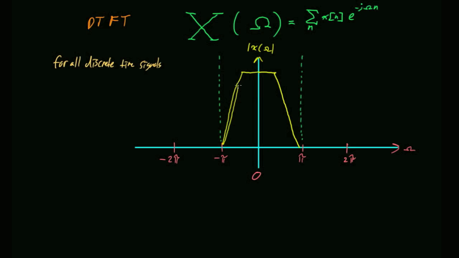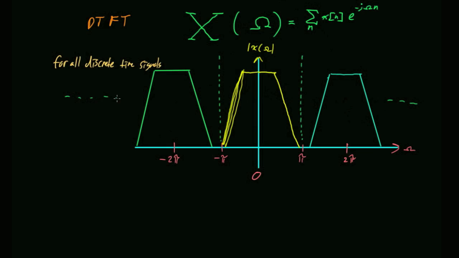What else am I guaranteed to get? The same pattern replicated at 2 pi, and I'm trying to make that a little bit more symmetric, and at minus 2 pi. It just goes on and on, repeating. So those are the two properties. One, it's even. Two, it's periodic with period 2 pi.